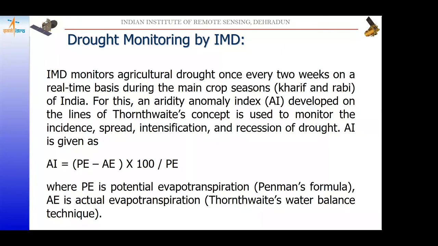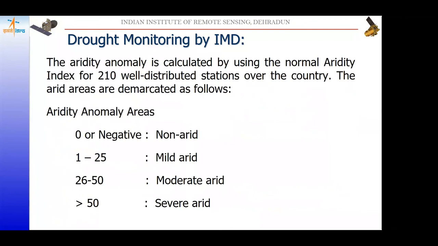For that LD anomaly index, they compute using a defined formula: potential evaporation minus actual evaporation, divided by potential evaporation, multiplied by 100. So they scale it from 0 to 100. The potential evapotranspiration is computed using the Penman formula, while actual evapotranspiration is computed by the Thornthwaite water balance technique.